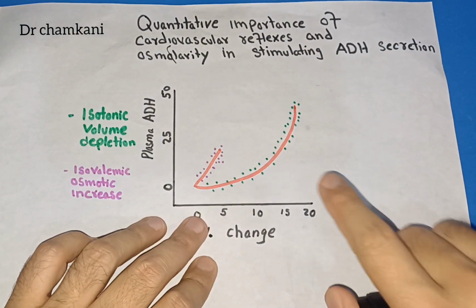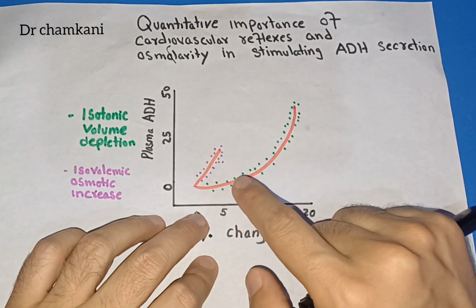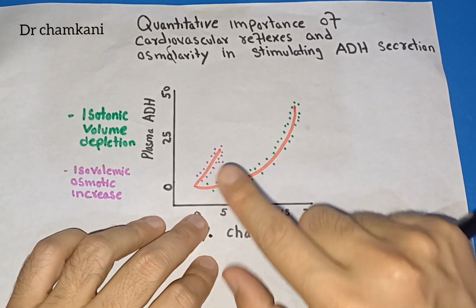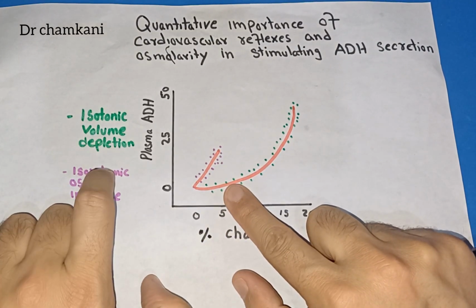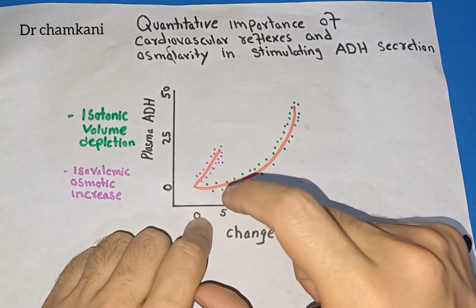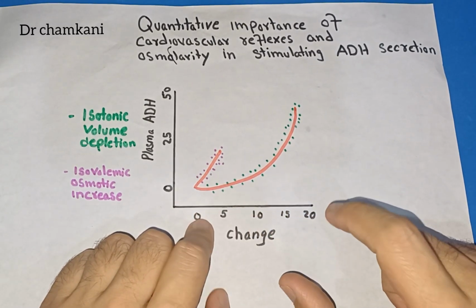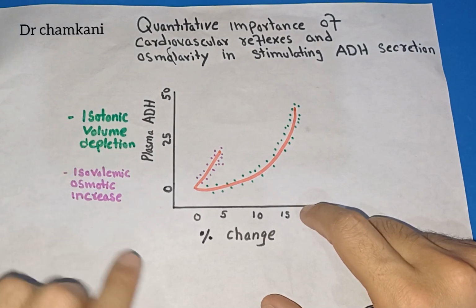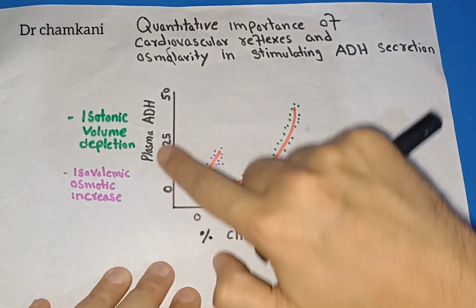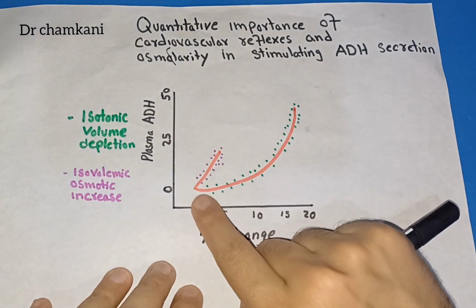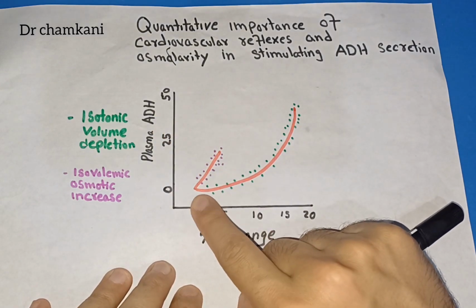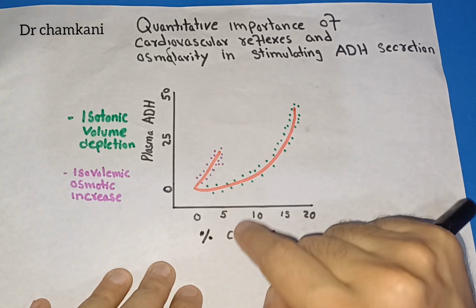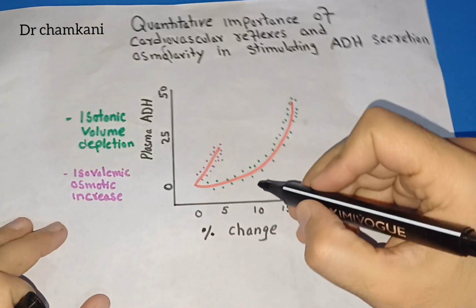But on the other hand, if we look at changes in blood volume or plasma volume while the osmolarity remains the same, which is known as isotonic volume depletion, there is a decrease in blood volume or plasma volume, but it is isotonic. There is no change in the osmolarity. So it will not directly lead to an increase in plasma ADH. Rather, the plasma ADH will initially remain the same until around a 10% change has occurred.